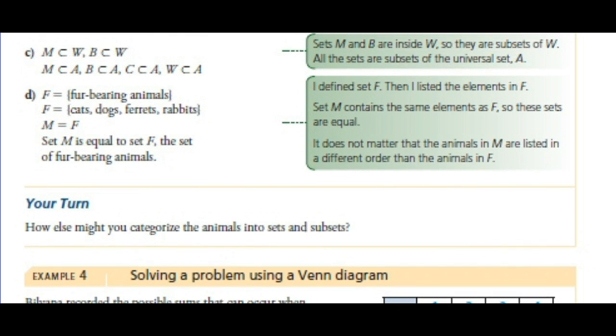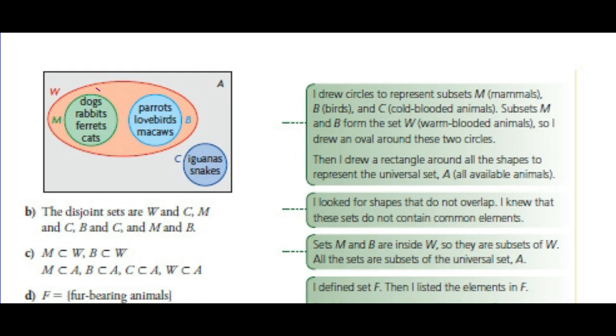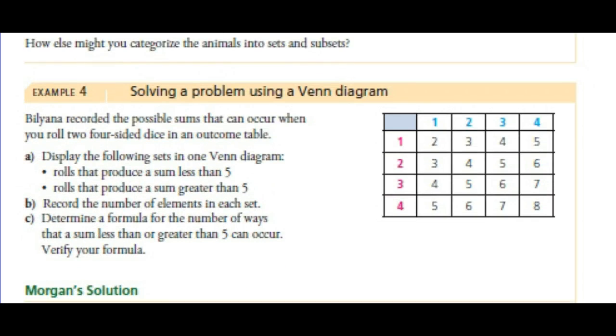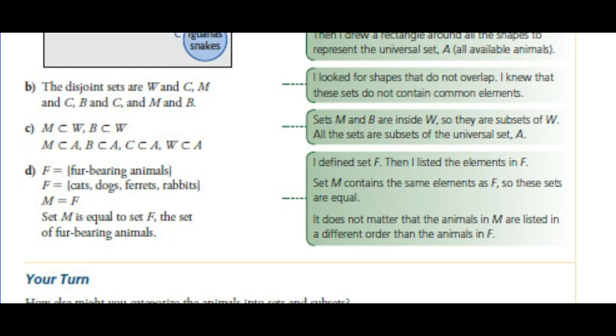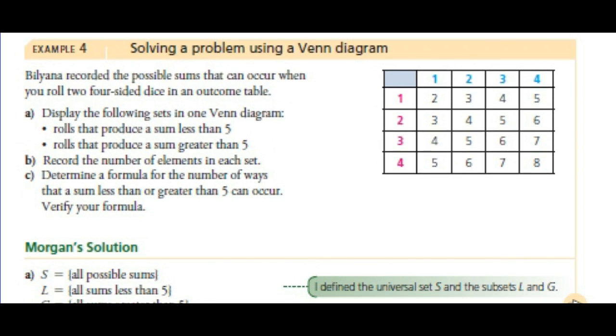And how else? Then we've got F is fur-bearing animals. So we've got cats, dogs, ferrets, and rabbits. And M is equal to F. So the mammals are fur-bearing mammals by definition. Mammal has hair and all that good stuff, live births and such. Solving a problem using a Venn. Okay. Anyway, so that's that, right? Just an analysis of what's going on with that and how you can categorize.